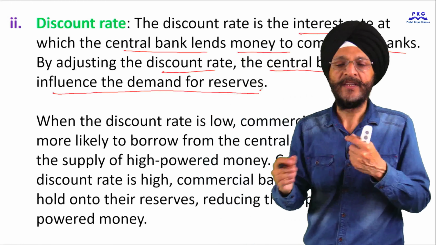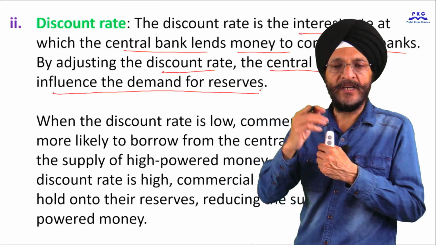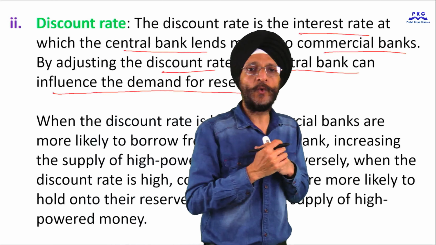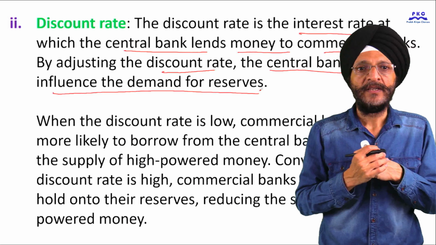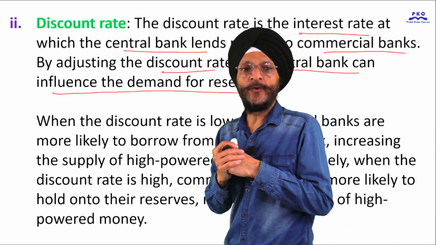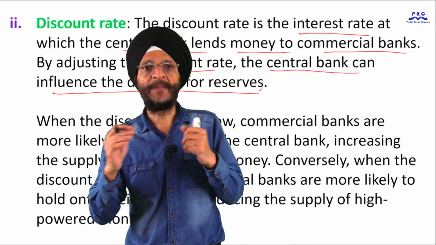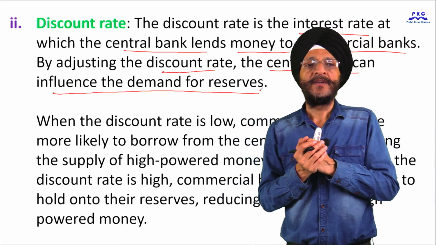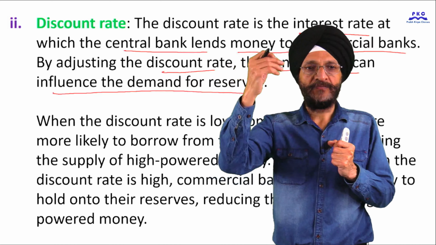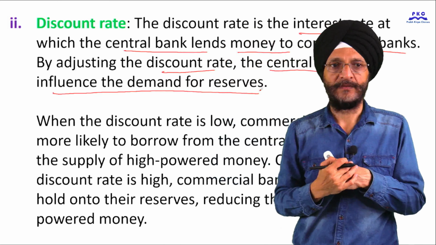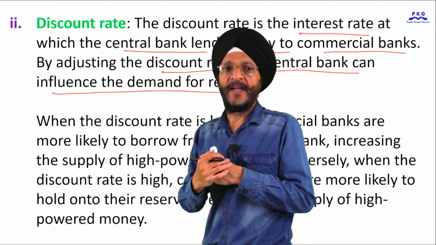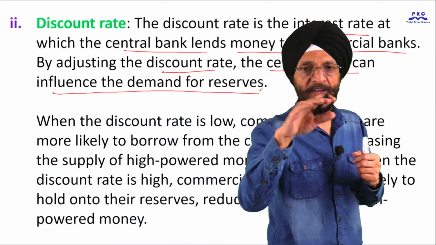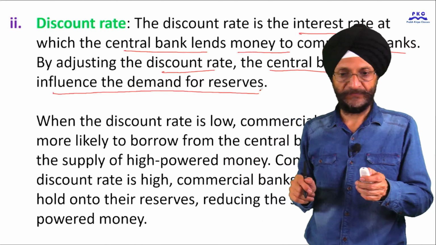On the other hand, if the discount rate is high, the commercial banks are more likely to hold on to their reserves and reducing the supply of high powered money. That is, the commercial banks will not approach the central bank for more funds, and they will hold on their reserves, and ultimately it will reduce the supply of high powered money.